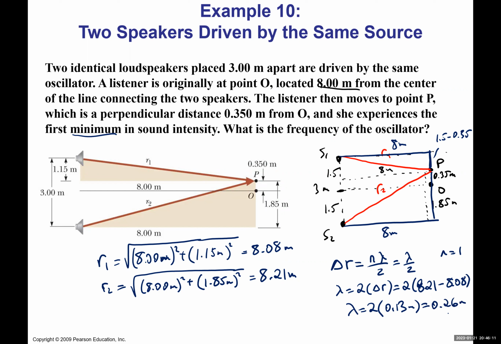Then I can calculate the frequency. This is sound traveling at 343 meters per second. So frequency equals speed over wavelength: 343 meters per second divided by 0.26 meters wavelength. We get 1300 hertz. So that will be the answer for this frequency.